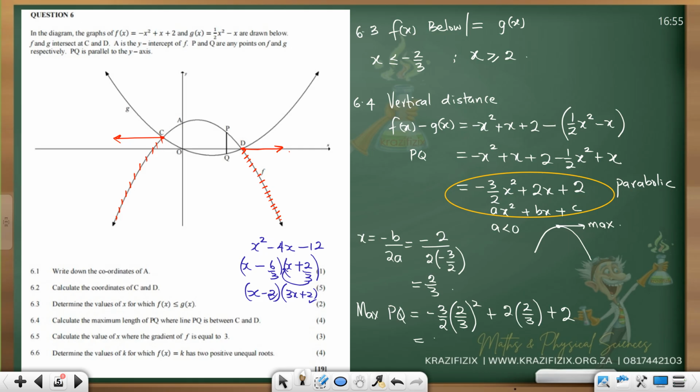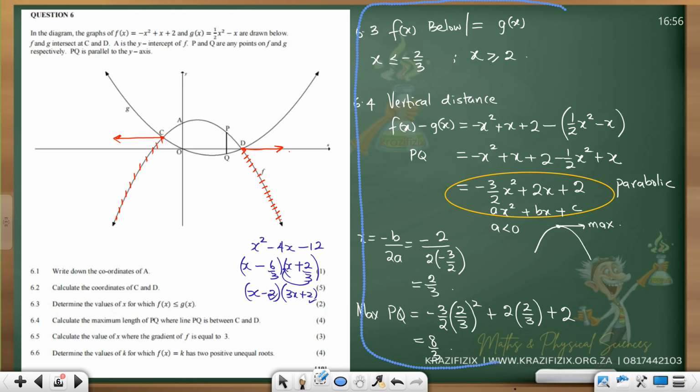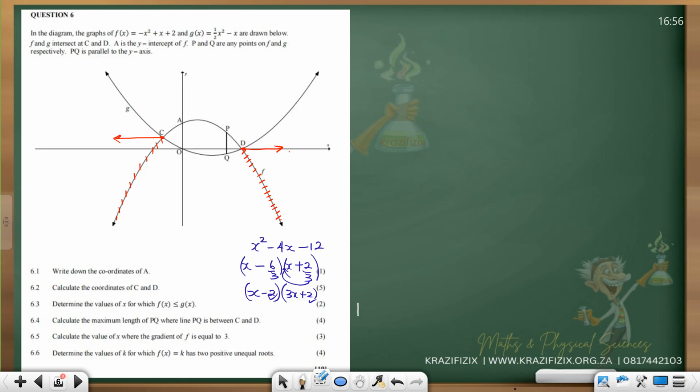We are done there. Look at 4 marks in the bag. So please learn that concept. When you see it again, you know what to do. Maximum vertical distance. Now, calculate the value of x where the gradient of f is equal to 3. Oh, okay. Guys, since you all did calculus, I can bring calculus in here. But let's not waste time. We all did calculus and we are not new to this.